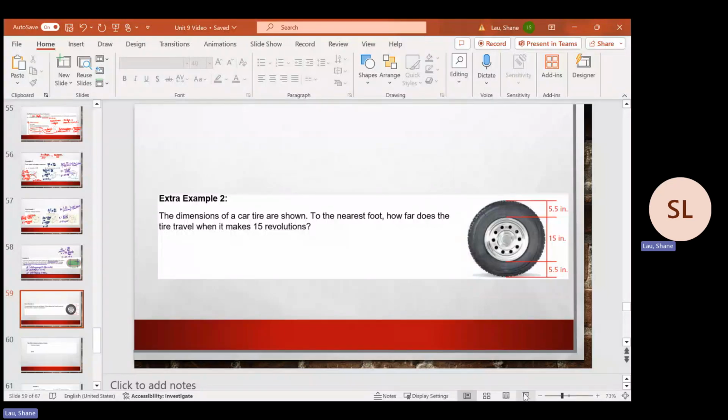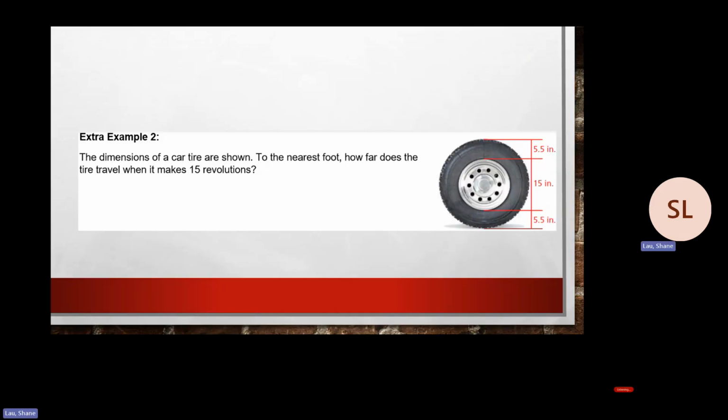Hold on. Sorry, y'all. I think the share screen stopped too. Technology, love it so much. Okay, looks like it's good now.